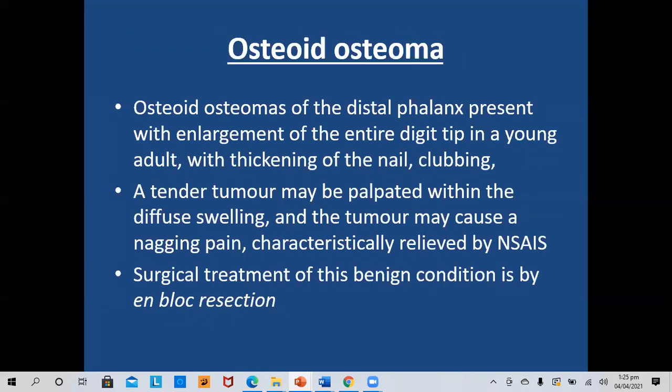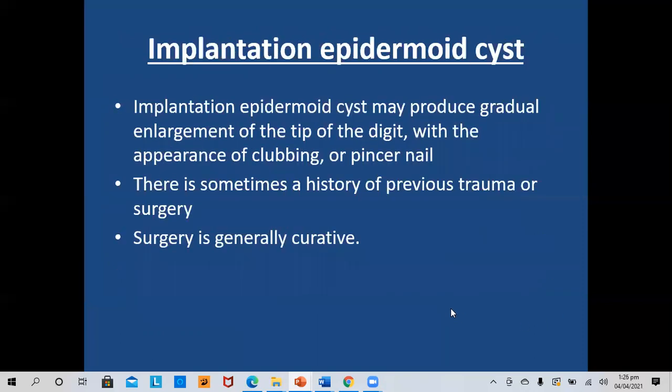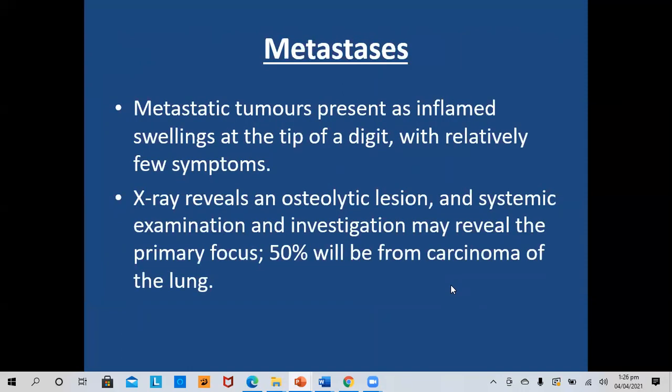Osteoid osteoma of the distal phalanx presents as enlargement of the entire digit tip in a young adult with thickening of the nail and clubbing. A tender tumor is palpated, characterized by swelling and causing nagging pain, which is relieved by NSAIDs. Surgical treatment is by en-bloc resection. Implantation epidermoid cyst may produce a gradual enlargement of the tip of the digit with appearance of clubbing and pincer nail, sometimes with a history of previous trauma. Surgery is curative.